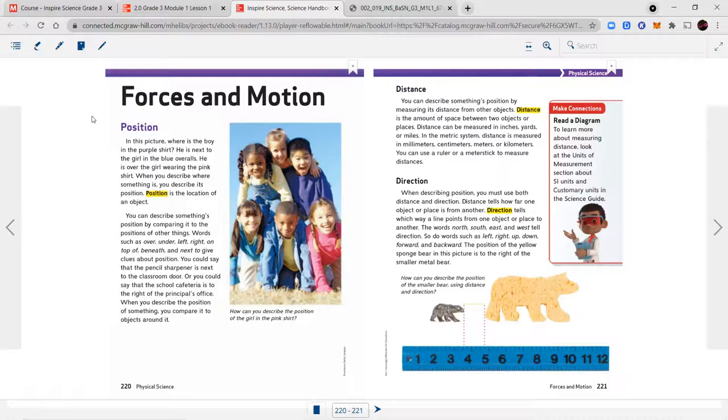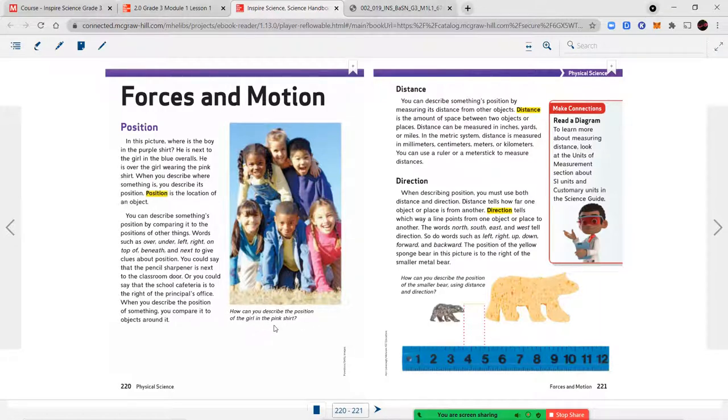Position is the location of an object. You can describe something's position by comparing it to the positions of other things. Words such as over, under, left, right, on top of, beneath, and next to give clues about position. You could say that the pencil sharpener is next to the classroom door. Or you could say that the school cafeteria is to the right of the principal's office. When you describe the position of something, you compare it to the objects around it.